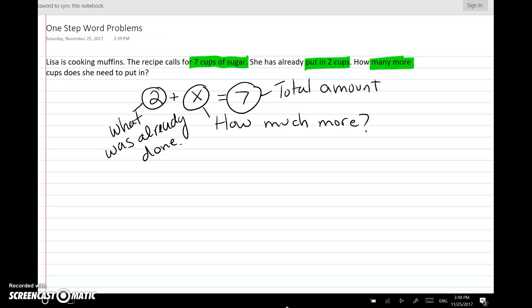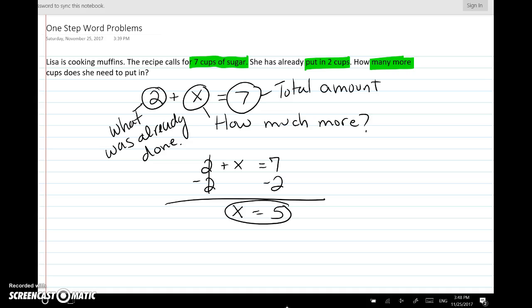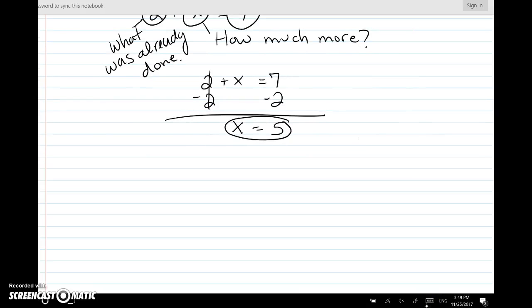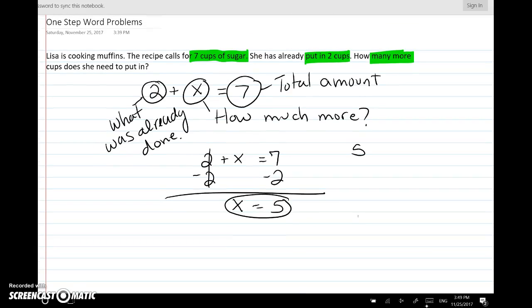Now, you don't always have to label all the parts, but I want you to see where we're getting our information from. So let's go ahead and solve it. 2 plus X equals 7, minus 2 from both sides. The 2's cancel out to 0. X equals 5. Now, this was just solving the equation. But did we actually answer the question? No, the question is asking how many more cups she needs to put in. So the answer is 5 cups.